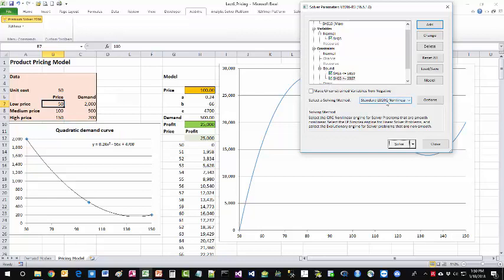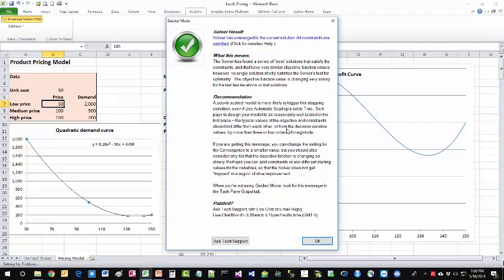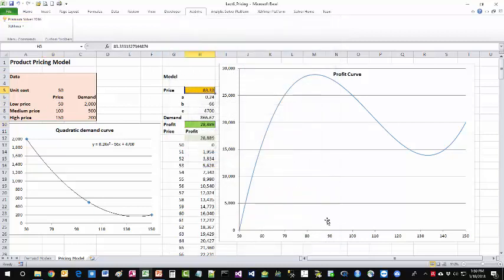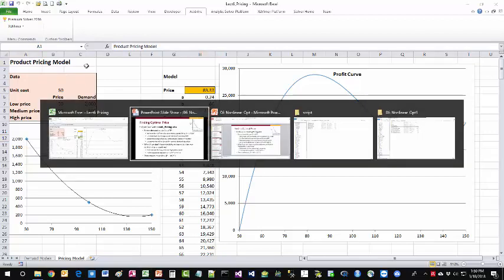This is clearly a nonlinear problem. It's smooth, so the standard LSGRG nonlinear solver, generalized reduced gradient, applies, and the solver converges to the current solution. The green checkbox is a good message. We're going to keep it at $83.33 with the highest profit of $28,889, or almost $29,000. Save this, switch to the presentation, and pause.